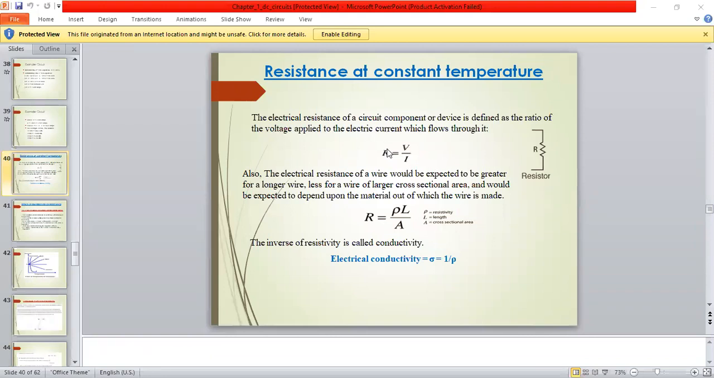ये formula कहाँ से आया? Ohm's law से आया. Also, the electrical resistance of a wire would be expected to be greater for a longer wire, less for a wire of larger cross sectional area. Okay, here the area is always taken as the cross sectional area, not the complete area.